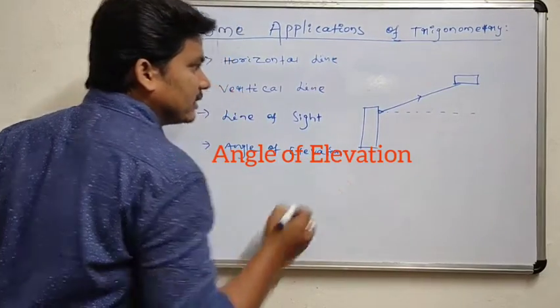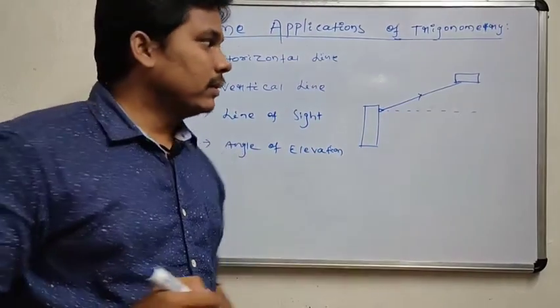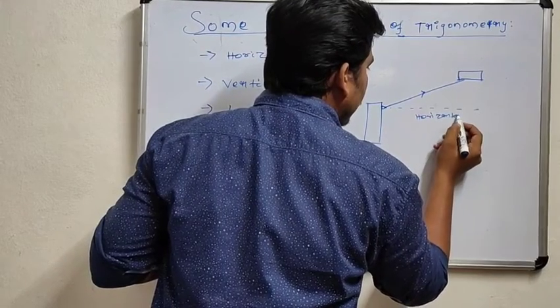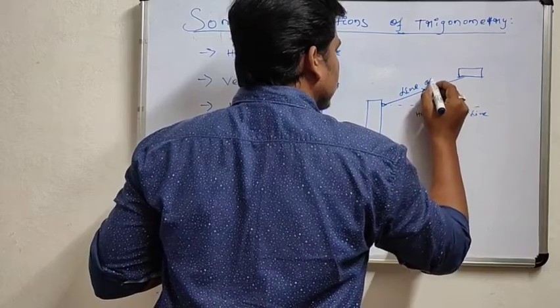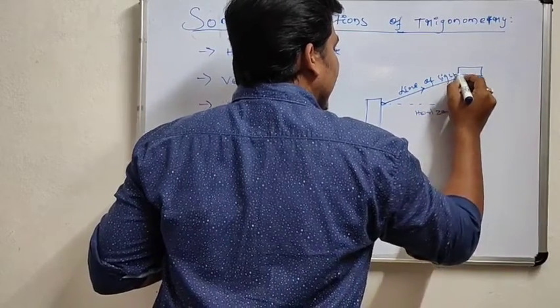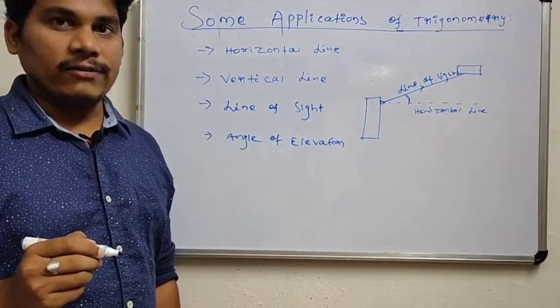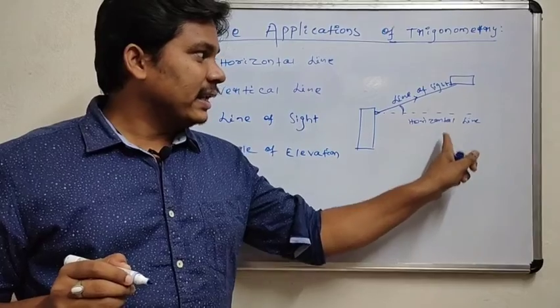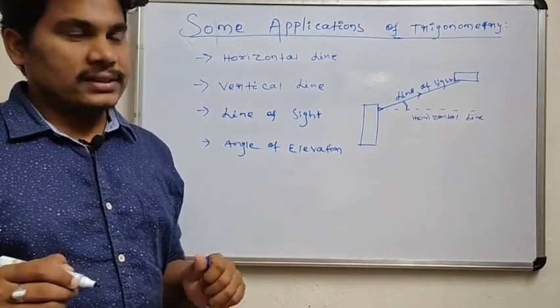What is the angle of elevation? Here, see, this is a horizontal line. This is the line of sight. And the angle between these two is known as the angle of elevation. That means the angle between the horizontal line and the line of sight is known as the angle of elevation.